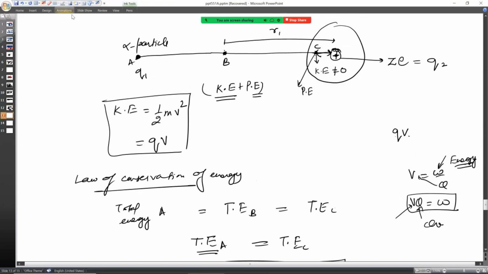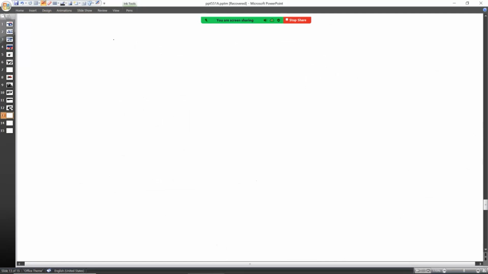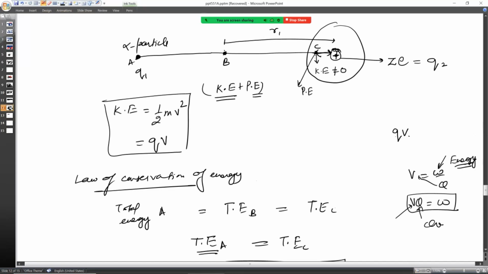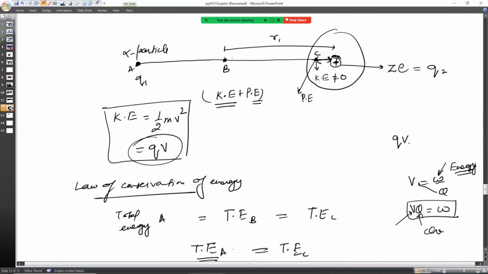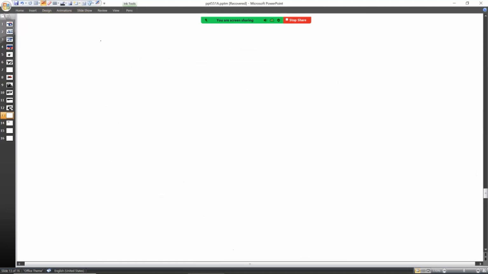Now moving to the next part. We know that total energy at point B will be equal to total energy at point C. Here we found that total energy at point A is equal to total energy at point C. We have equated these two and made this formula: QV, the energy of this one, is also equal to the total energy of this one, that is K into Q1 Q2 upon R minimum, where K is a constant. Got it? Should I move forward?